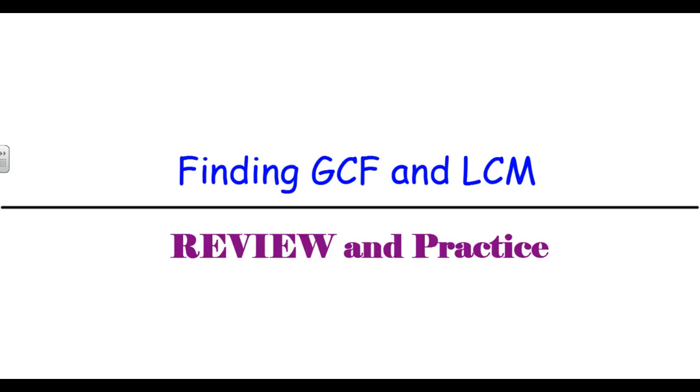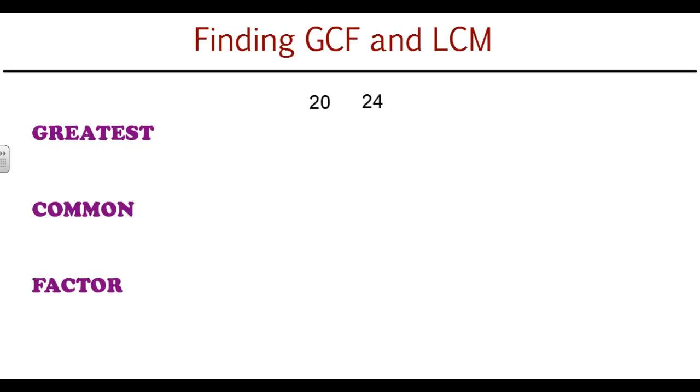And so for both GCFs and LCMs, we need to have at least a pair of numbers. Now we can have 3, we can have 4, we can have as many as we want, but we need at least 2 because the C in both GCF and LCM stands for common, so we need things to find in common. When it comes to the GCF, we're looking for the greatest common factor. The key point here being factor, and as a vocabulary term, that means a number that divides into our numbers.